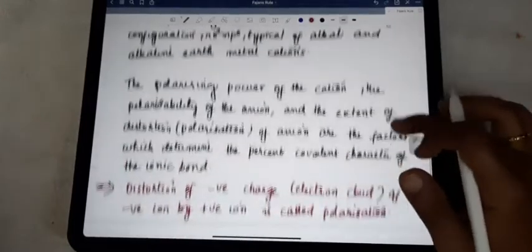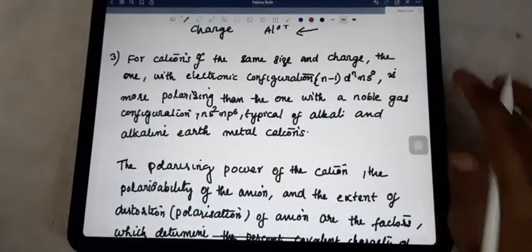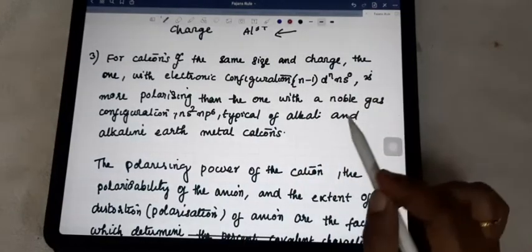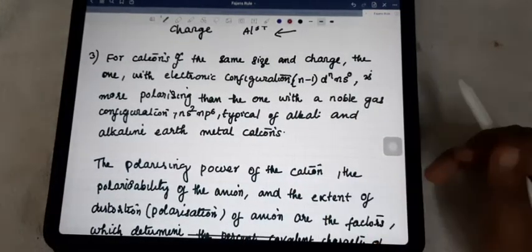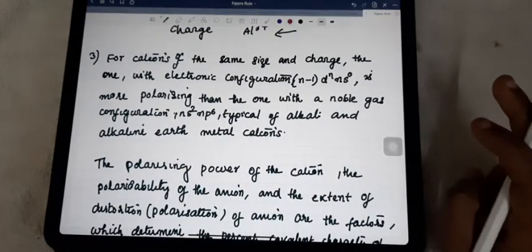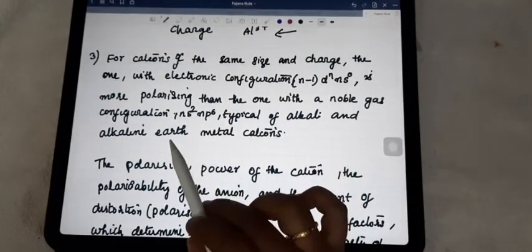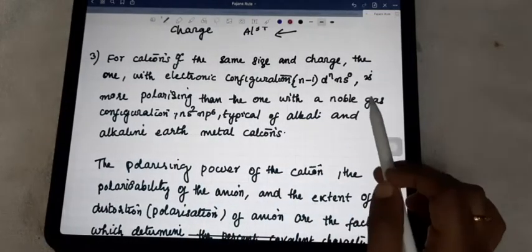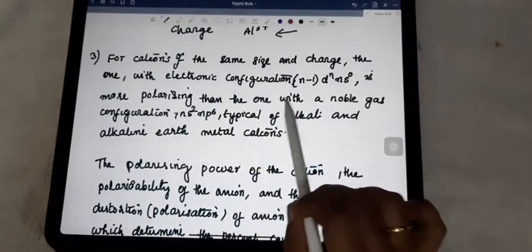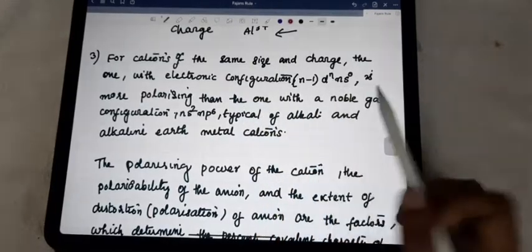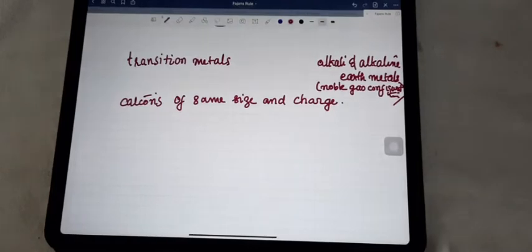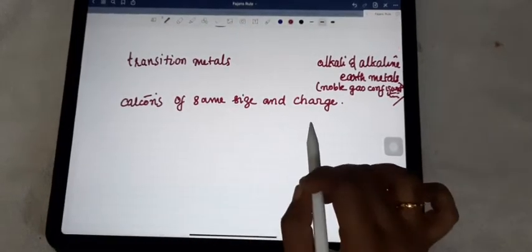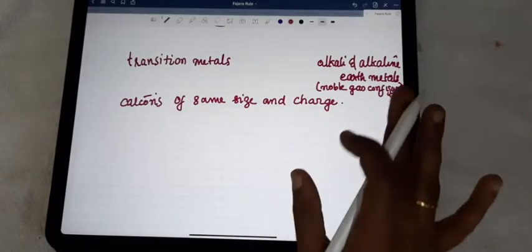Third postulate, it is a little confusing postulate, but it is a simple thing. For the cations of the same size and charge, when you select the cations, you have to take two types of cations. One is taken from the alkali and alkaline earth metals, and another you take from the transition metals. So when you select the cations, you have to think that the cations have the same charge and same size. Such cations you have to take.